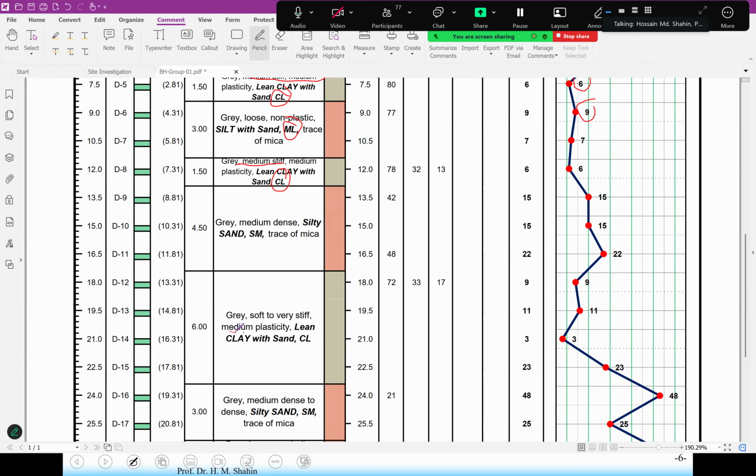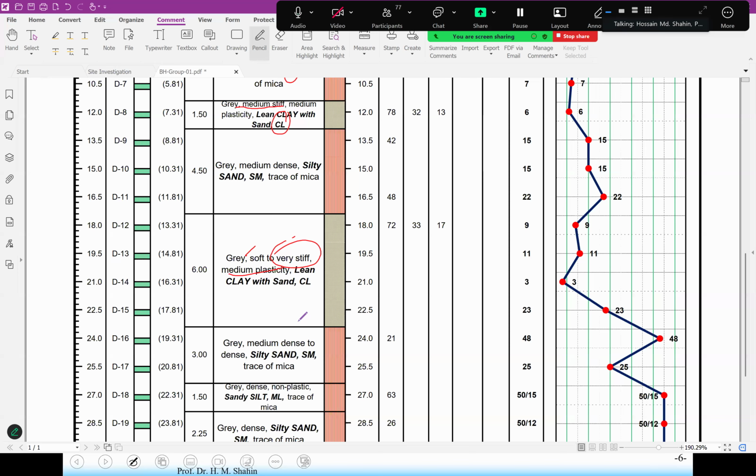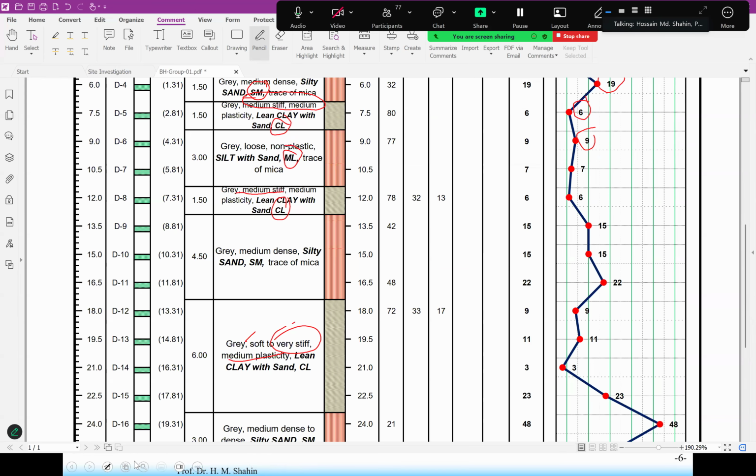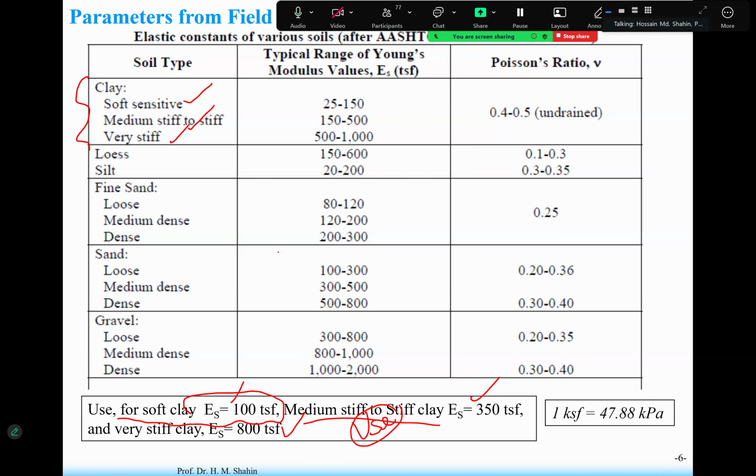Okay, this is medium, very stiff, very stiff. So you have to use the stiff one. Okay, medium dense and so on. So in this way you can select the parameter, I mean the equation, from your soil test report. So this one, medium stiff to stiff, then very stiff, use this. And very soft clay, you have to use this 100 only.